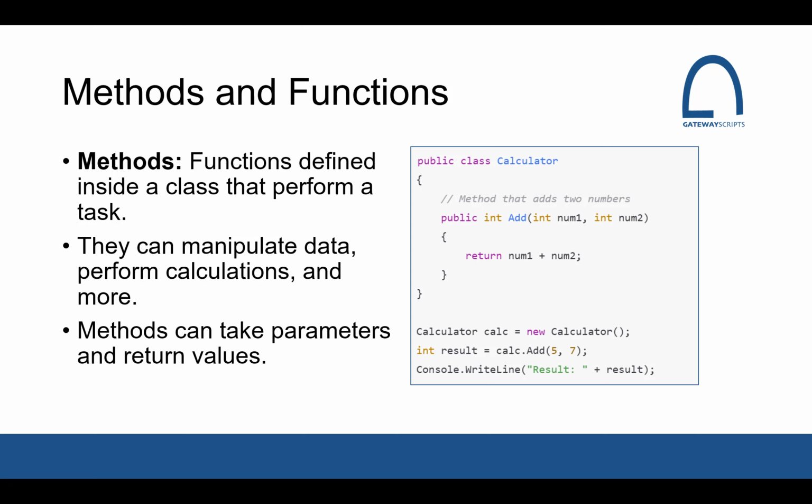Methods are functions that are inside the class that perform some specific task. They can manipulate data, perform calculations, or do anything else that the code can actually execute. Here in this example, we have a class called calculator. And this class called calculator has a single method, and you can see that the method's return type is an integer. The method is called add, and the add method takes 2 integer input arguments.